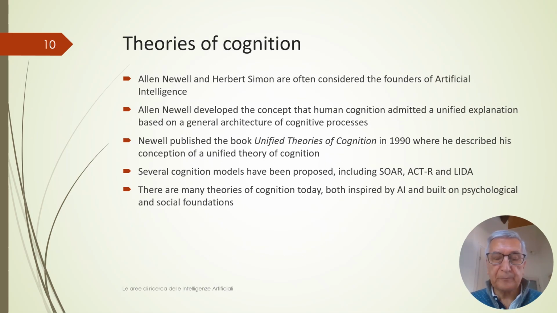Theories of cognition. Allen Newell and Herbert Simon are often considered the founders of artificial intelligence. Allen Newell developed the concept that human cognition admitted a unified explanation based on a general architecture of cognitive processes. Newell published the book Unified Theories of Cognition in 1990, where he described his conception of a unified theory of cognition. Several cognition models have been proposed, including SOAR, ACT-R, and LIDA. There are many theories of cognition today, both inspired by AI and built on psychological and social foundations.